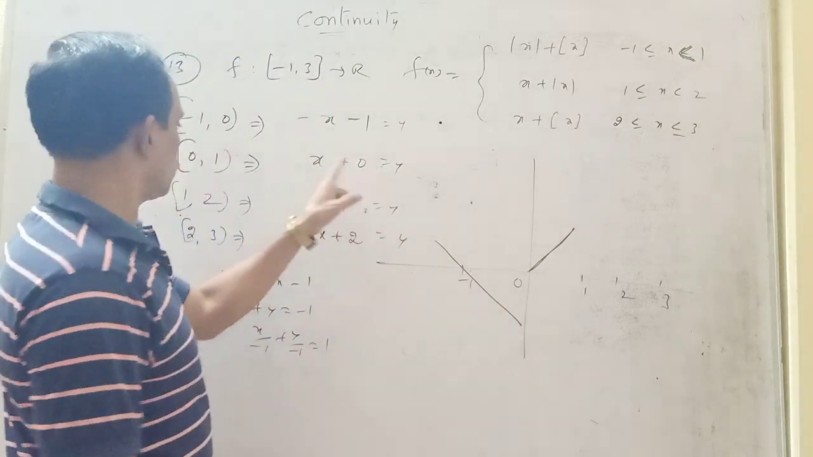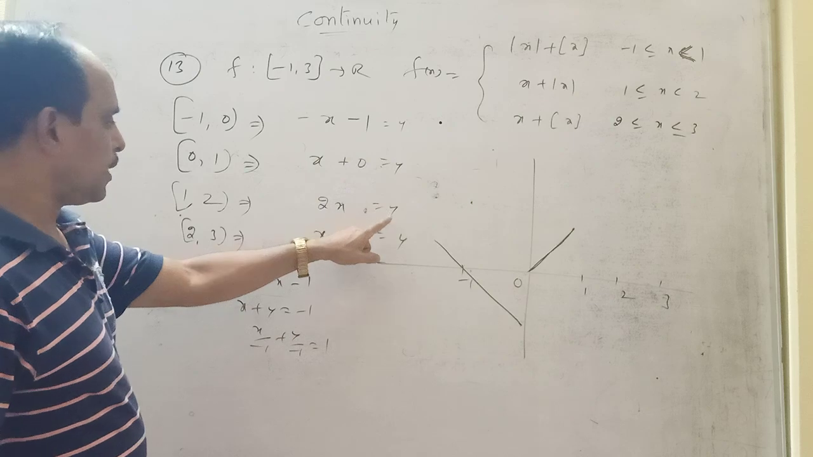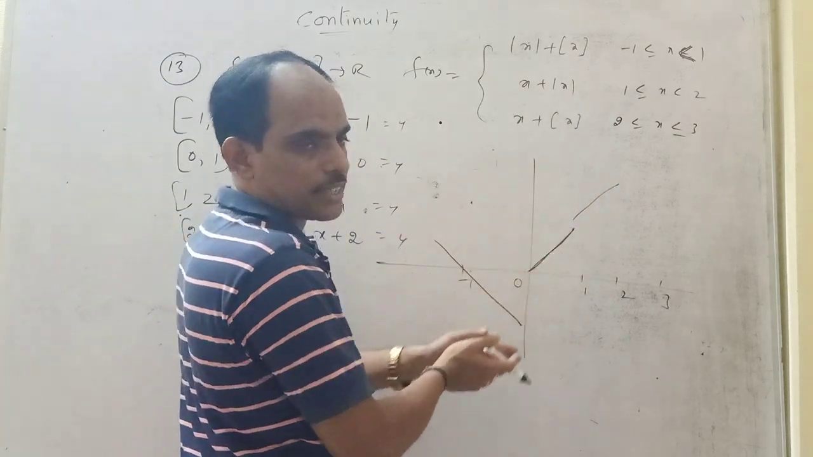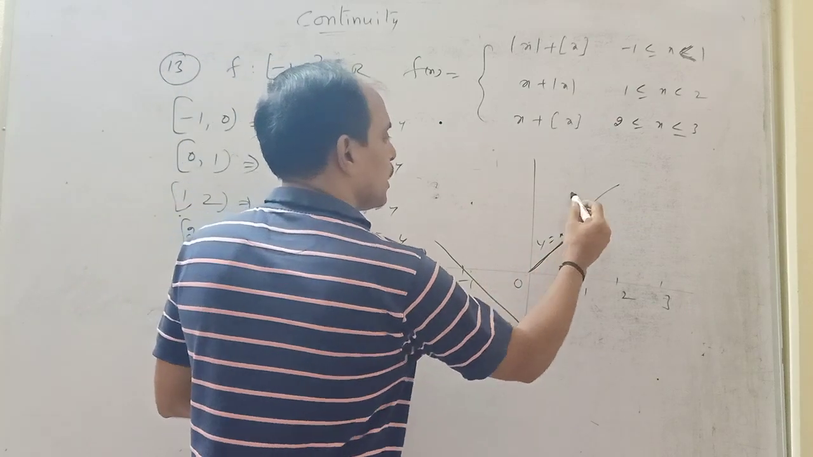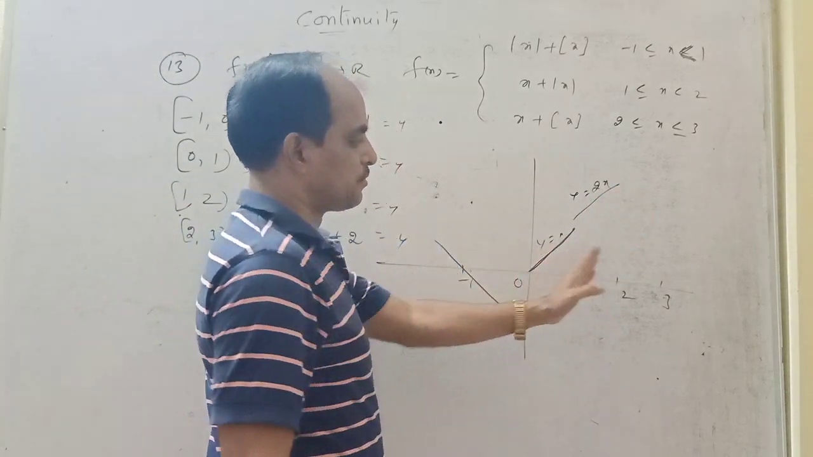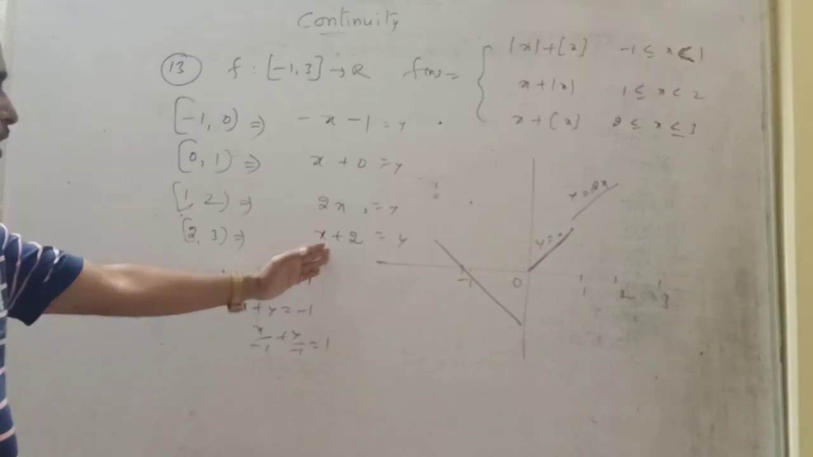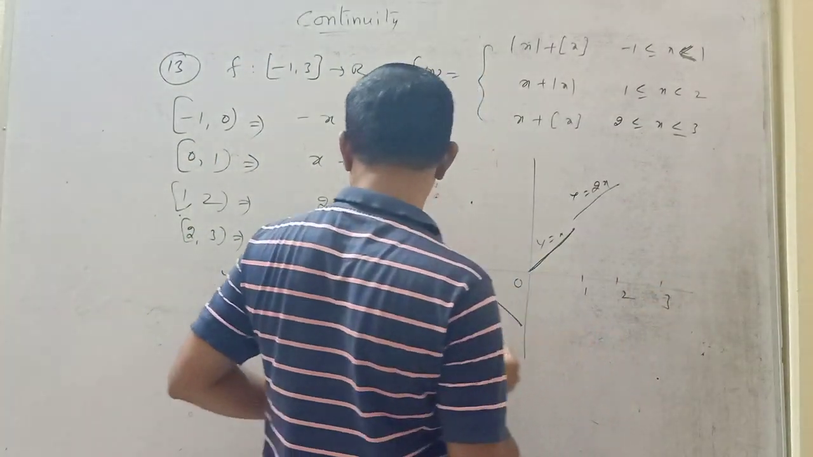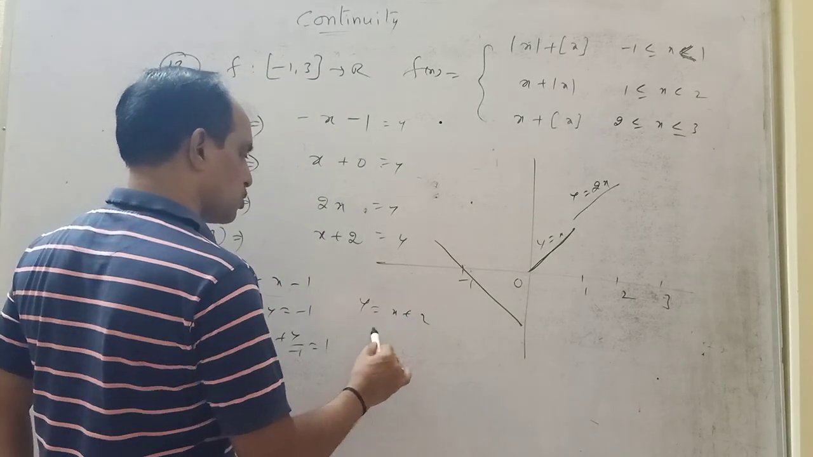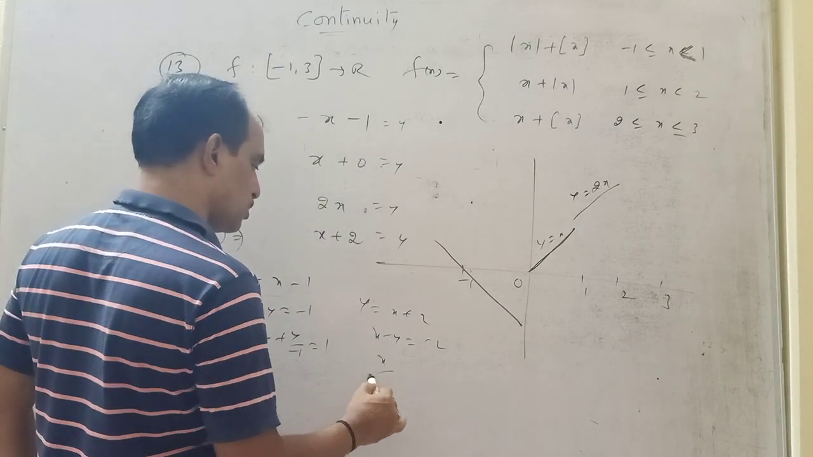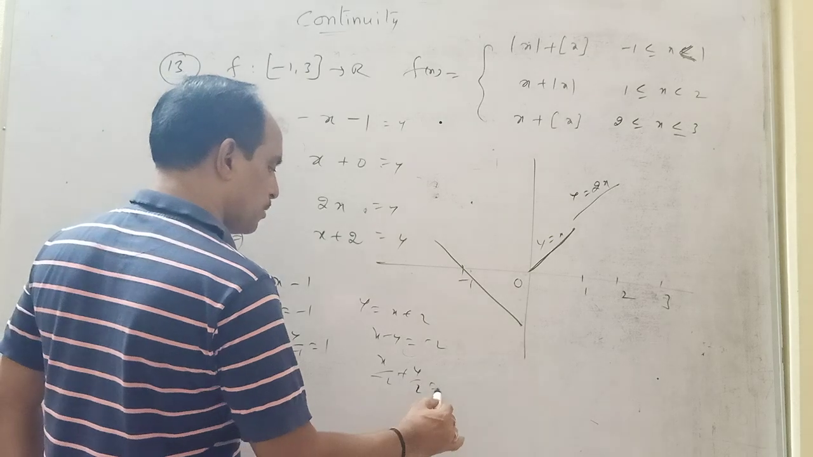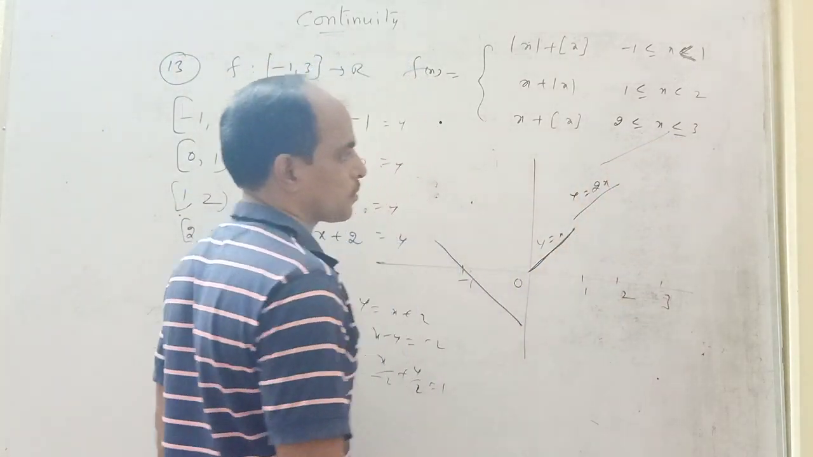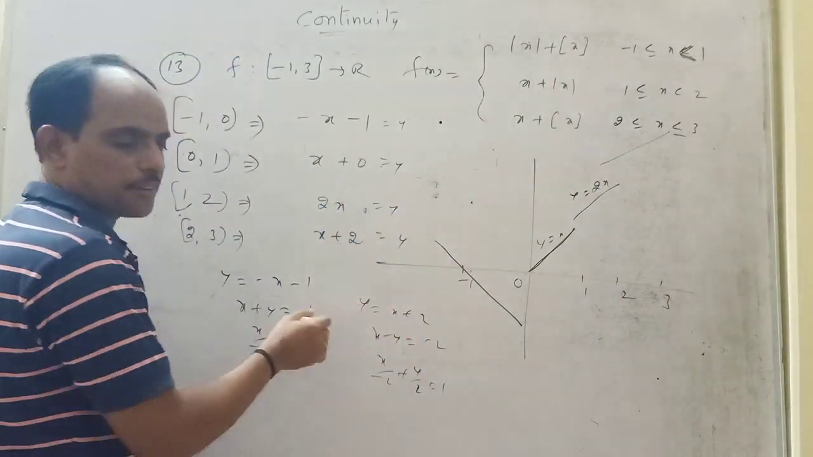So 0 to 1, this is the line, and from 1 to 2, that is 2x. Don't combine these two lines. This is y is equal to x and this is y is equal to 2x from 1 to 2. From 2 to 3, we have one more line, x plus 2. Y is equal to x plus 2, so at x equal to 2, y is 4. Then the line will be like this. So this will be the line.